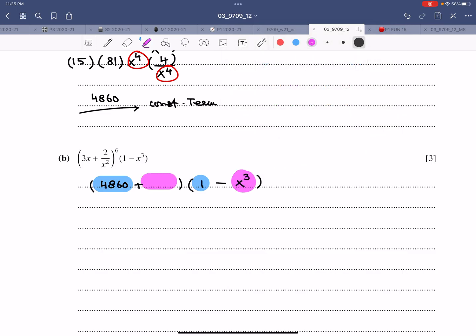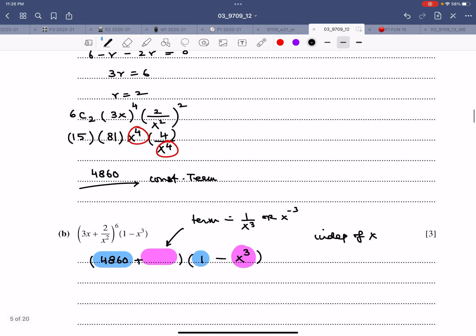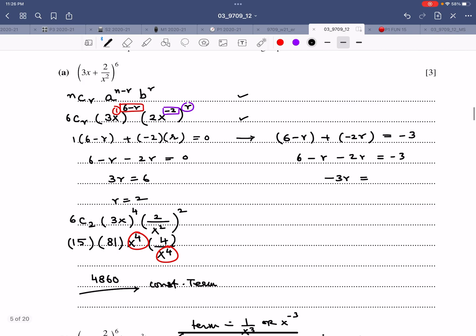That means if I still need a term independent of x over here, what should be over here? I need a term in 1 over x cube, so that the x cube would cancel out. So the same working over here. This step is the same. This step is the same. Now over here, this is 6 minus r plus negative 2r should equal to negative 3, because term in x cube is x raised to power of minus 3. So 6 minus r minus 2r is negative 3. Minus 3r is equal to 6 minus 3r, and when 6 goes to the other side, minus 3 minus 6 is minus 9. Therefore r comes out to be positive 3.